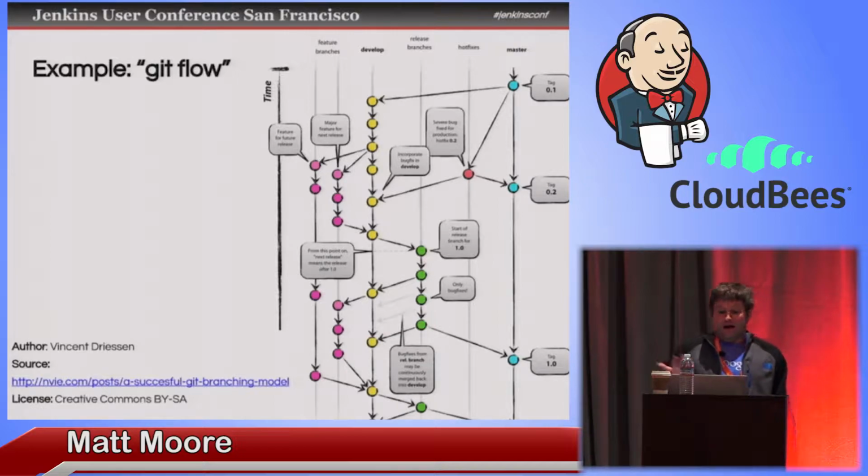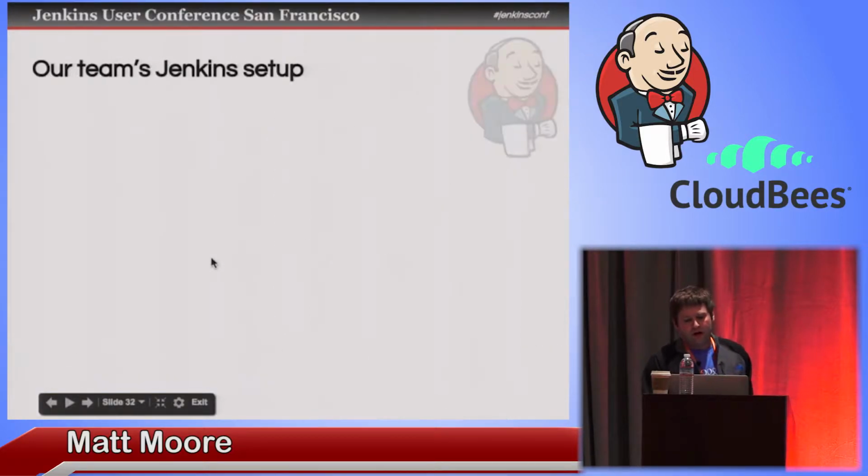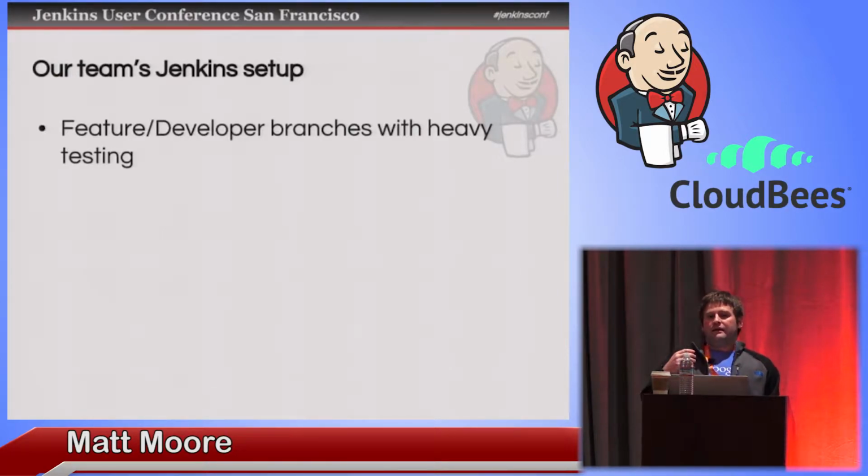So this is a pretty common Git workflow. A lot of people have alternative workflows like this, right, where you have a lot of branches. I have feature branches. I have potentially many feature branches. I may have a develop branch. I may have release branches. I may have multiple release branches. I may have hotfix branches, right? Who uses a model like this? Git flow. OK, a few people. OK, so on our team's Jenkins setup, we had a number of feature and developer branches, and we ran heavy testing on them before we merged to master.